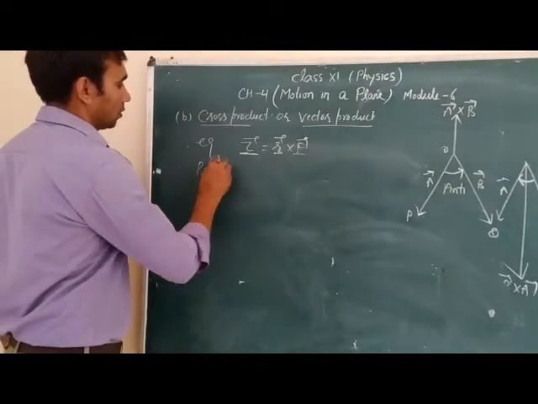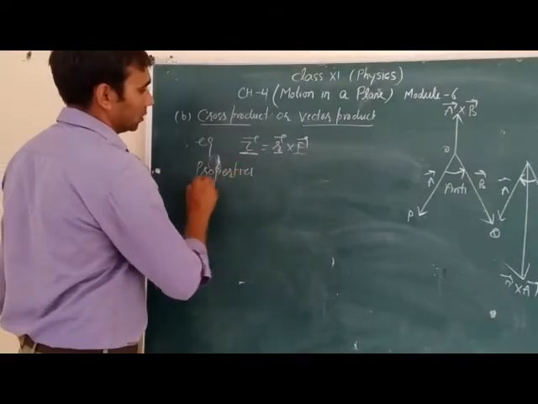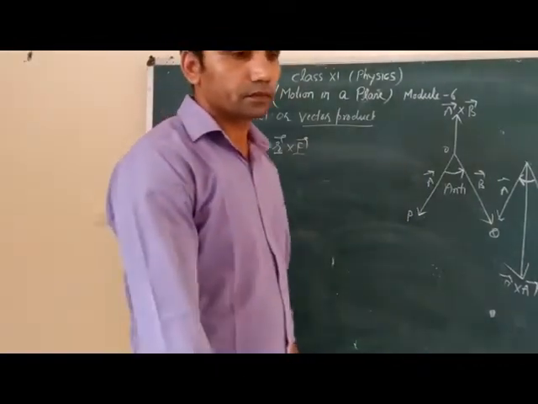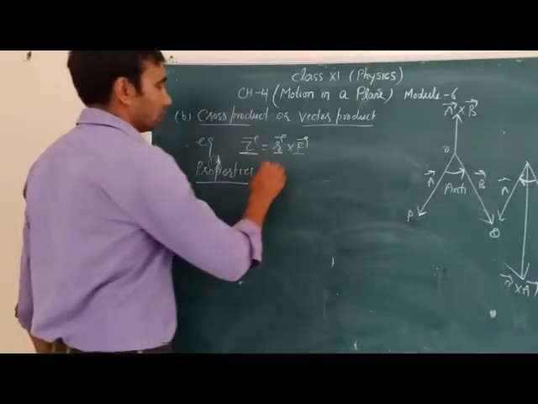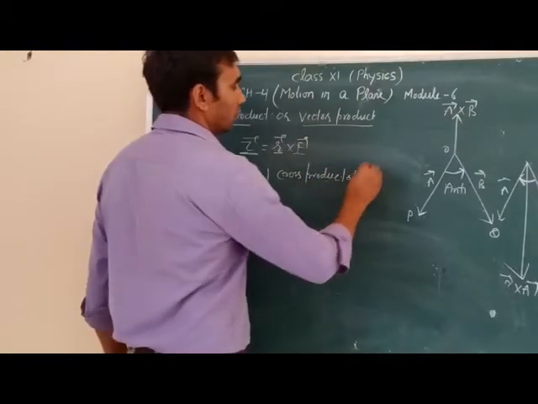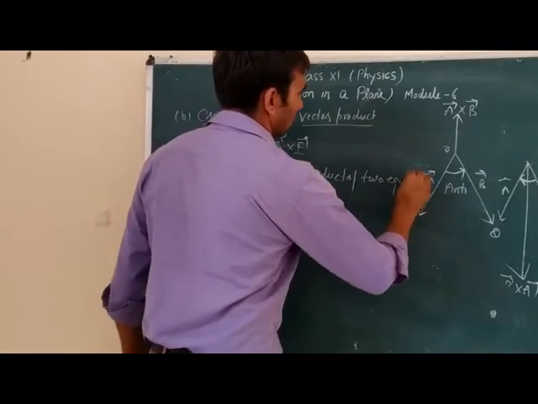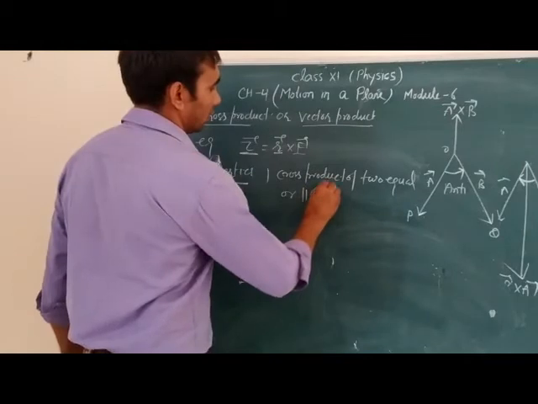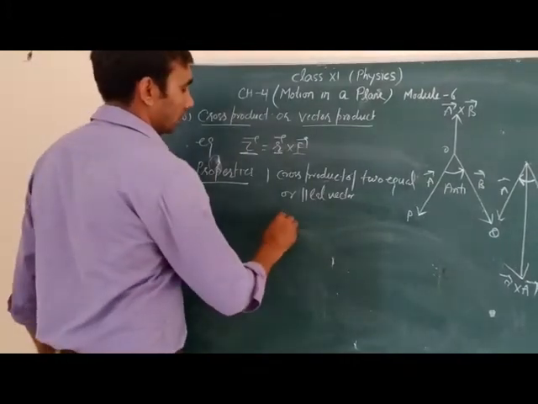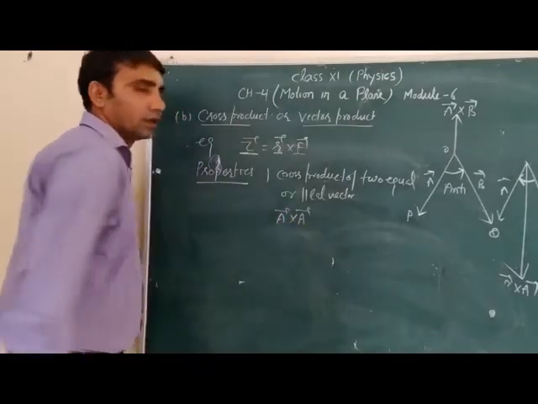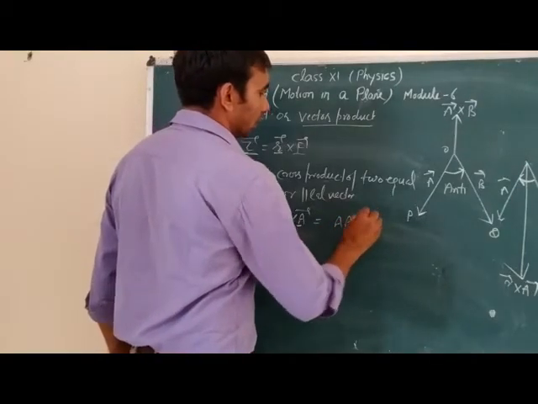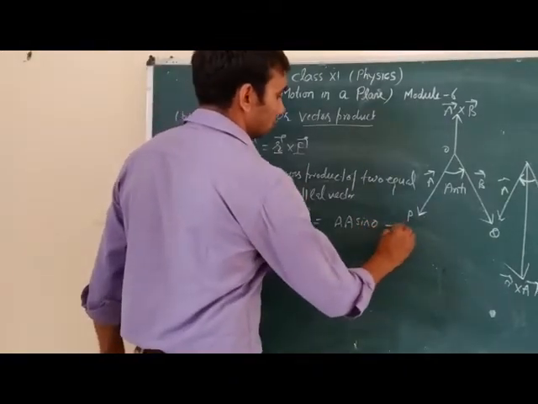Properties. Now we will discuss the first property: the cross product of two equal or parallel vectors. Equal vectors means A cross A. The magnitude of this is vector A, sine of the angle between two equal or parallel vectors, which is 0. Sine 0 is 0.